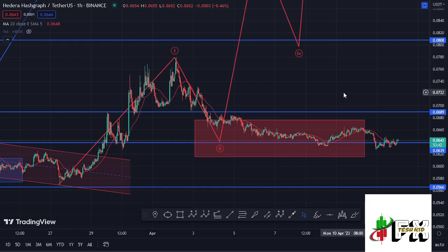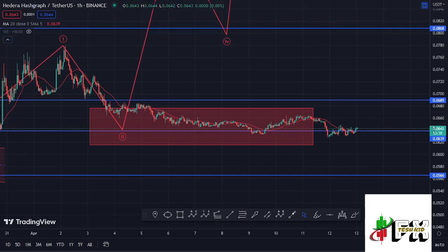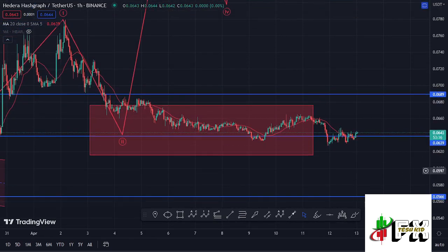Welcome back to Teshkid FX for another Hbar price prediction update, which at the time of this recording is holding above the 20-day MA here on the 1 hour chart, and also above a key area of support at around the $0.0639 mark, which are both acting as support for us to continue gearing up.